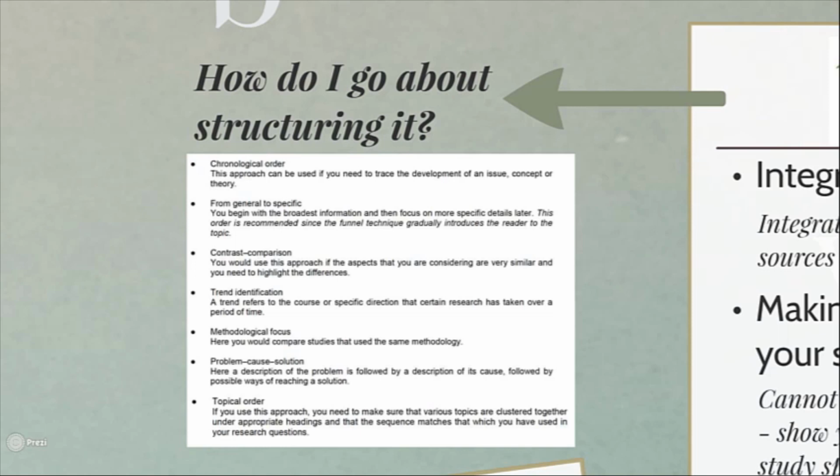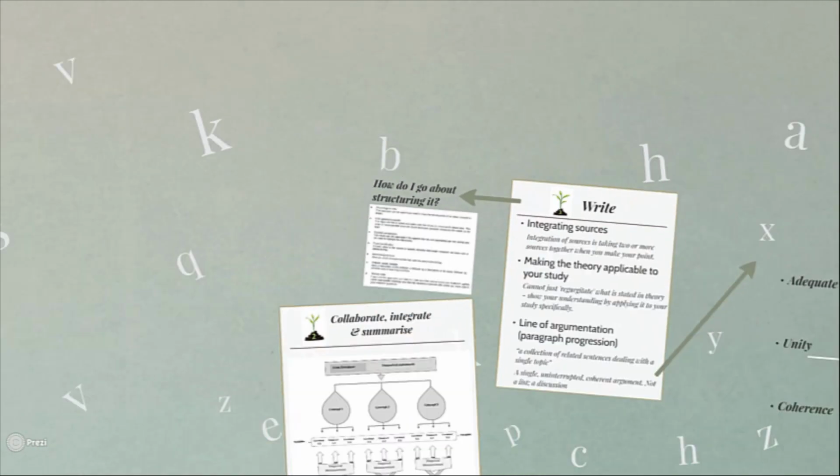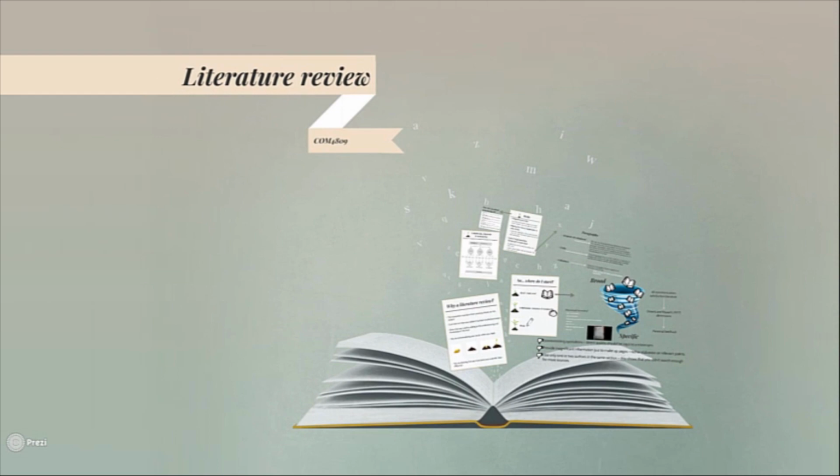Now, although any of these might be potentially suitable, the first two and the last one are used most often in studies at honors level. The chronological order, from general to specific, or topical order. Okay, so that's a general overview of a literature review.